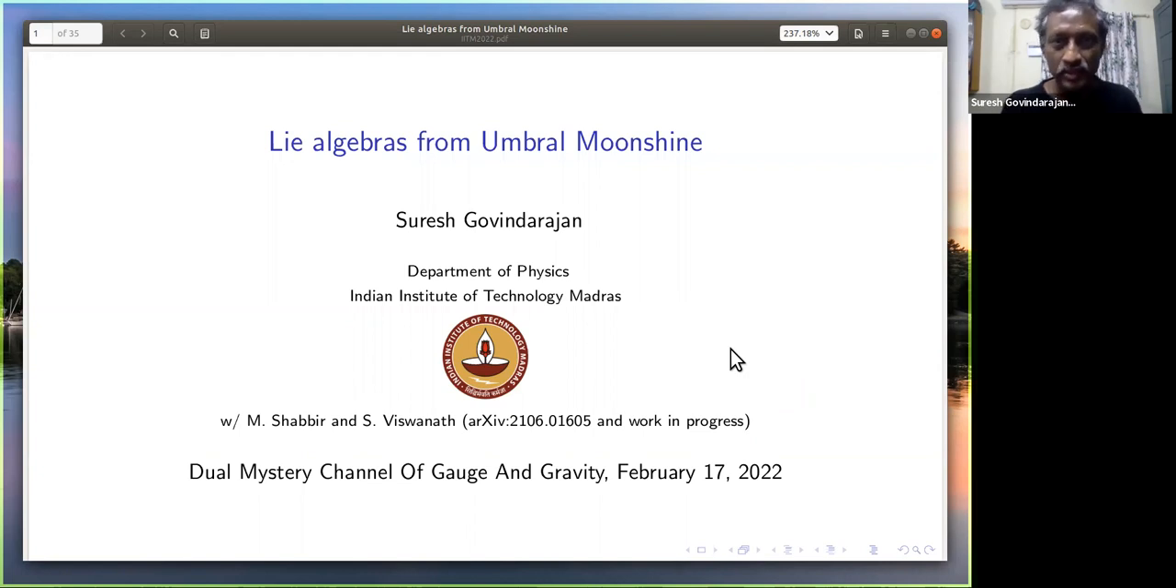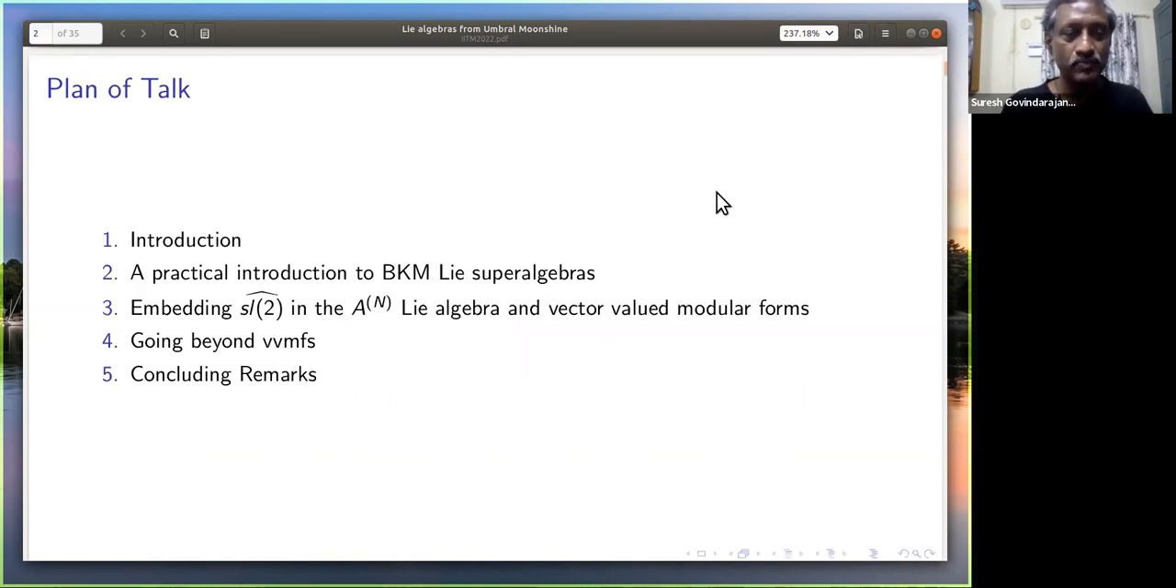If you've listened to my ISM talk in December, this will be more or less similar to that with some small modifications. So the plan of the talk is the following. I'll begin with an introduction, a bird's eye view of the subject, where I'll give you placeholders and hopefully explain some of the things in there. The second part is a practical introduction to BKM Lie superalgebras. This will be fun because most of us are not familiar with it, but it's not so far away from our understanding. I'll explain that, and then I'll get on to our work.